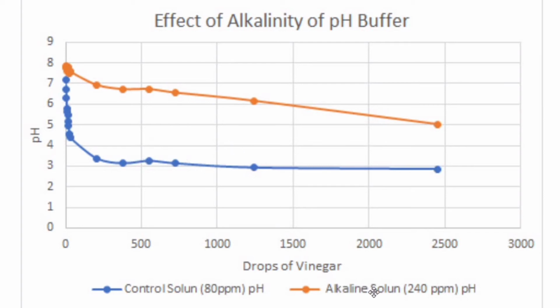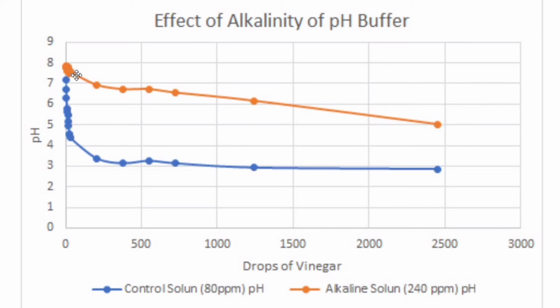Which is very interesting. The alkaline solution never got to the same pH of the control solution, which makes me think that it never really reached its buffer point. As you can see, it was also a lot less acidic than the control solution for the entire experiment, which means that bicarbonate is a very effective buffer for acidity.